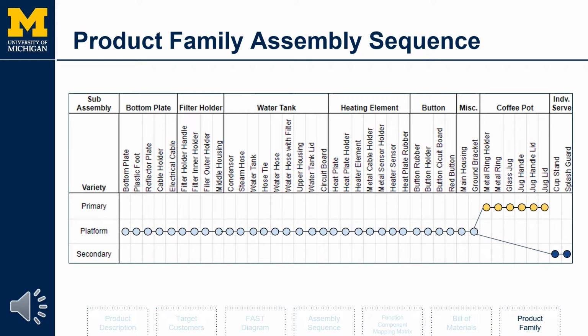The secondary variant allows the user to replace the coffee pot with a mug or cup, so therefore it does not require the coffee pot to be a part of the assembly. The secondary variant does, however, include the cup stand and splash guard at the end of its assembly.